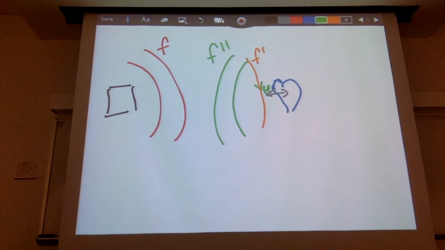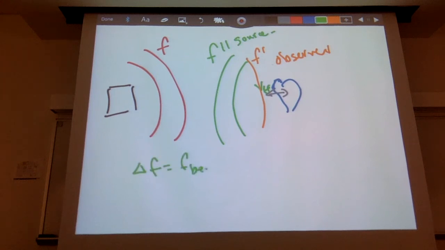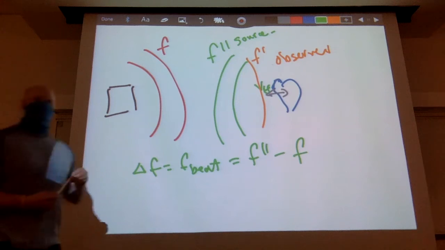So for the orange one here, the heart is acting as the observer. But as the green one, it's acting as the source. The beat frequency then, our change in frequency, in this case is going to be equal to the second shifted Doppler minus the original frequency. So that's this guy. So this is what you're working with in this problem.